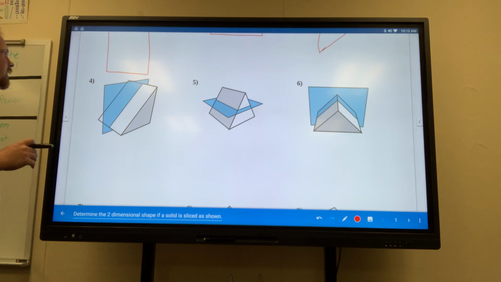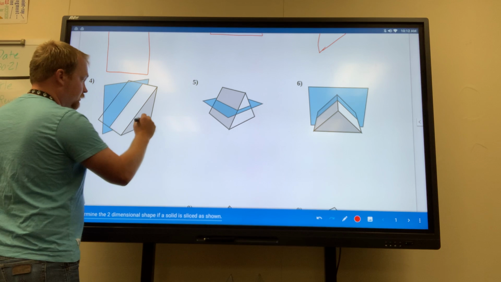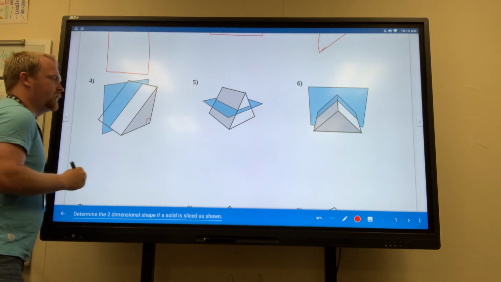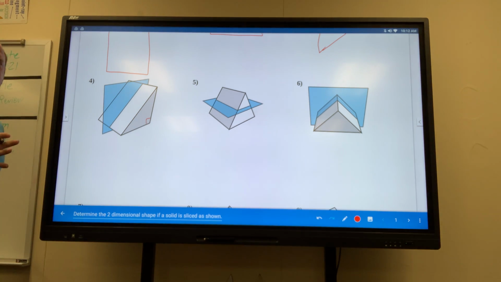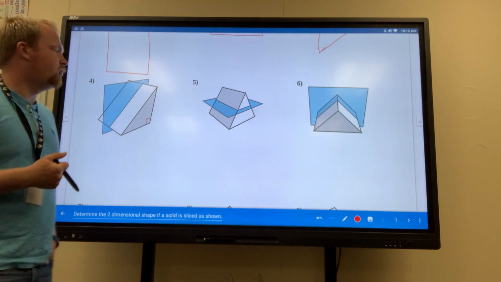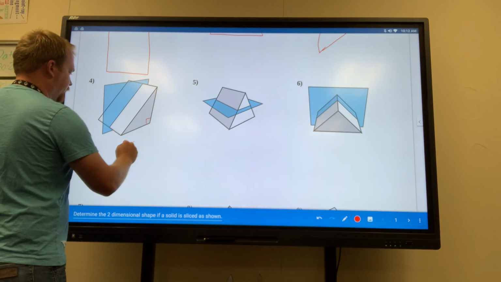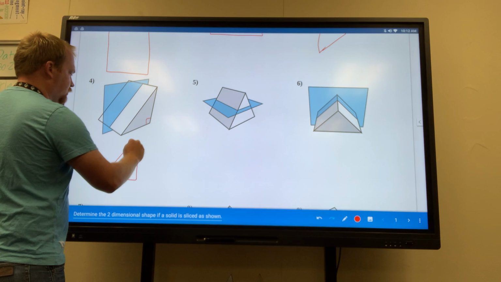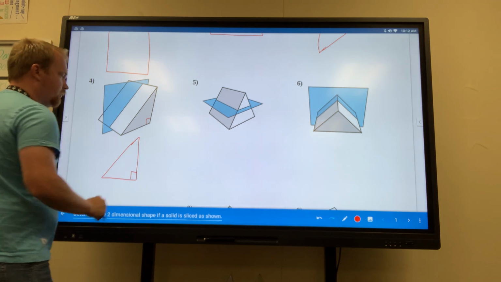Now looking at this right here, we have a triangular prism. I believe this is a right angle right there, just based off of how it angles off and how it looks. Really what it looks like is this cross section is going to look more like a right triangle.